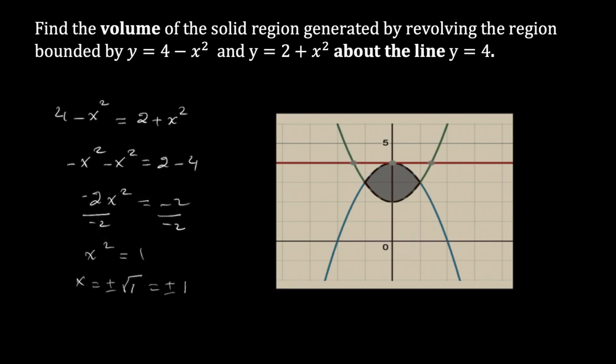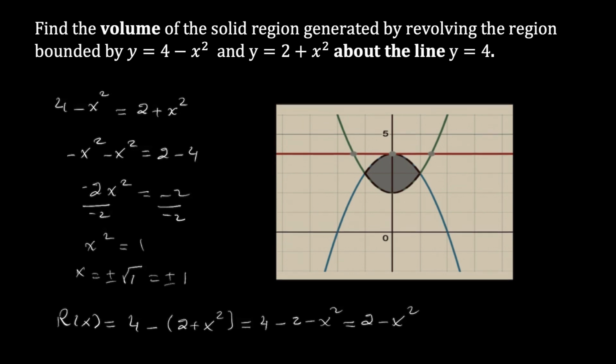inner radius. So to find the outer radius, let's say the outer radius is going to be equal to the line, which is 4, minus the graph which is away from the line. Which graph is more distant from the line? It's the graph 2 plus x squared. So we say 4 minus, bracket, 2 plus x squared, which is going to be equal to 4 minus 2 minus x squared. Simplify it, you get 4 minus 2, which is 2, minus x squared.